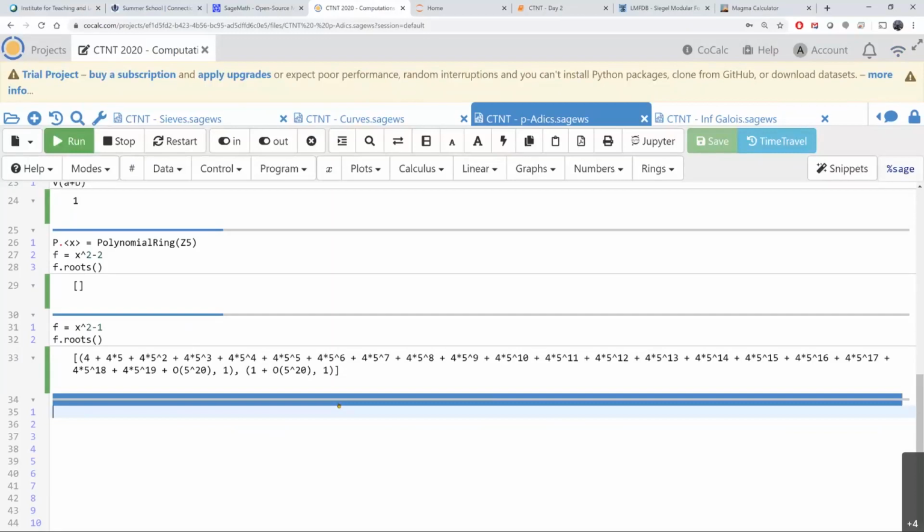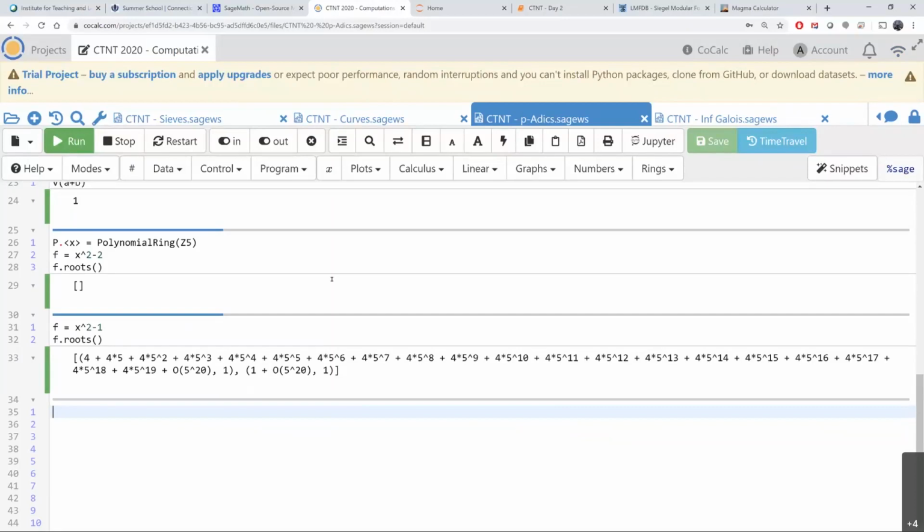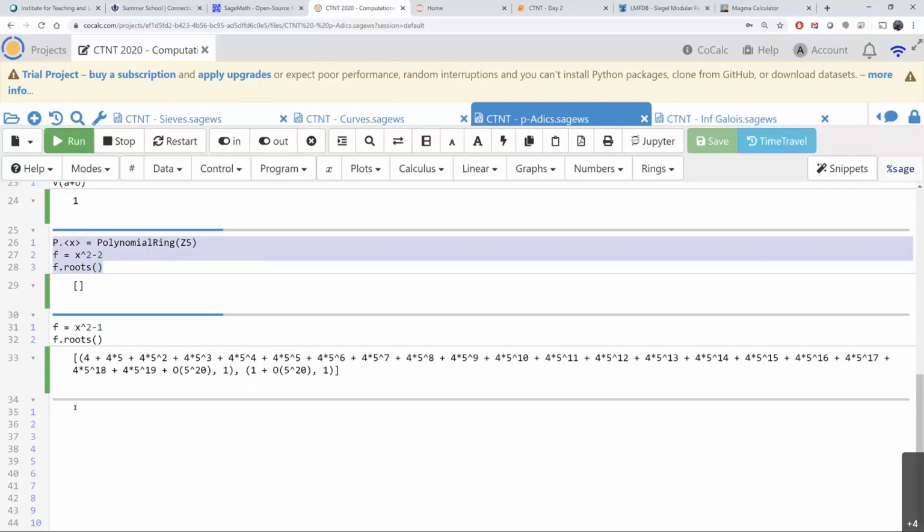Thank you. Let's see another ring where the square root of 2 is in the base ring. So for example, 2 is a square mod 7, because 9 is 2 mod 7, so 2 should be there. So let's do the same thing here, but in the 7-adics.